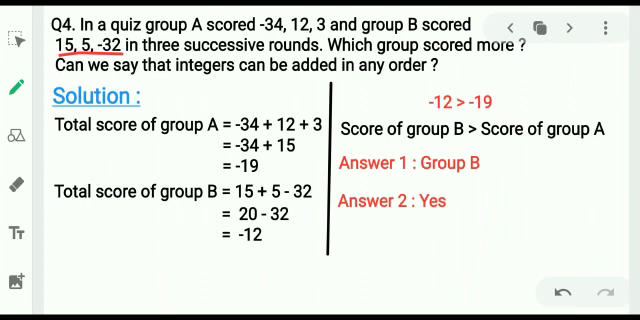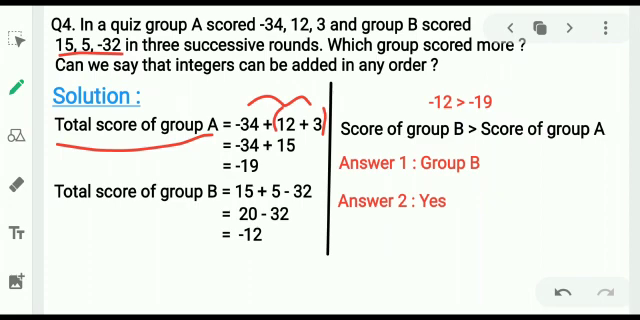So first of all, we have to write the total score of group A. If we want to know the total score of group A, then we have to add them. We add -34 plus 12 plus 3. I take the group of 12 and 3. You know that if we have 3 or more integers, we have to group them and solve by grouping them. So I took the group of 12 and 3.